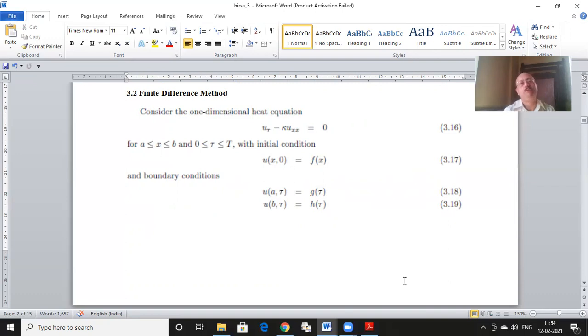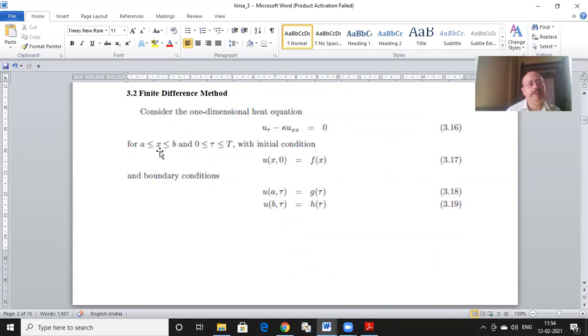So if you know how to solve the one-dimensional heat equation, you know how to numerically solve the Black-Scholes PDE. The structure is somewhat similar and it can be made equivalent by some change. So this is a derivative with respect to time, and this is a derivative with respect to the other variable x. So u_t minus kappa u_xx equal to 0 is the classical heat equation.